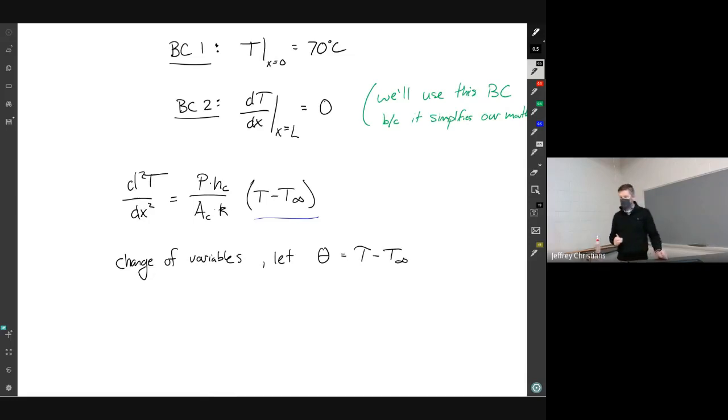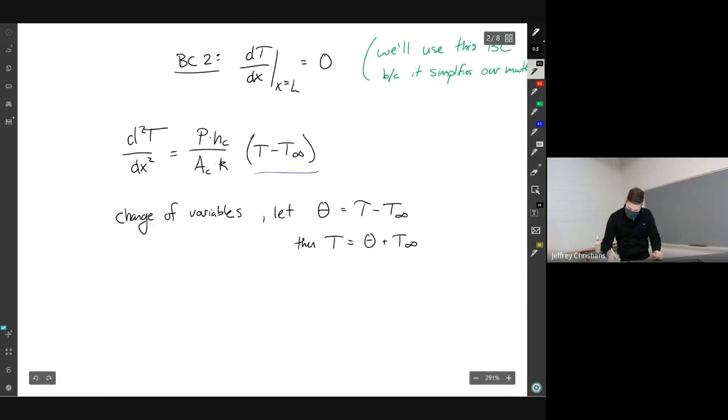So if theta equals T minus T infinity, then T equals theta plus T infinity. So everywhere where we see a T, we can plug in theta plus T infinity. So we can do now d squared dx squared of (theta plus T infinity) equals P h_c over A_c k theta.